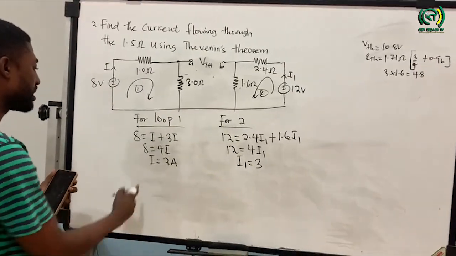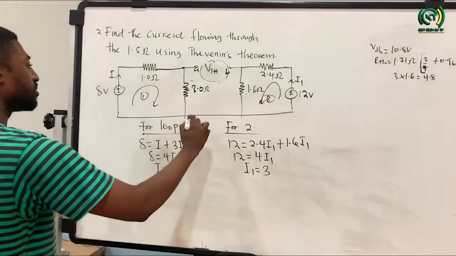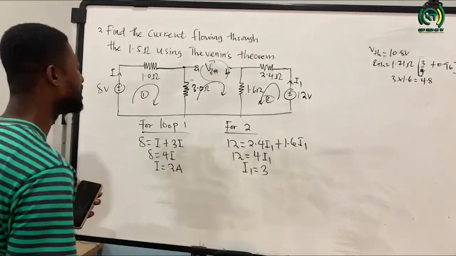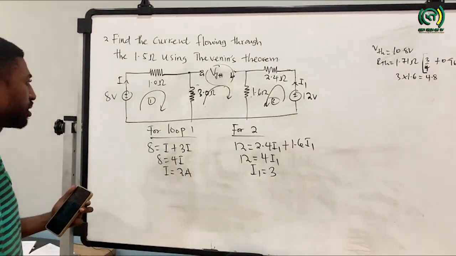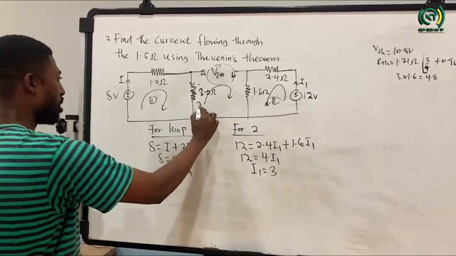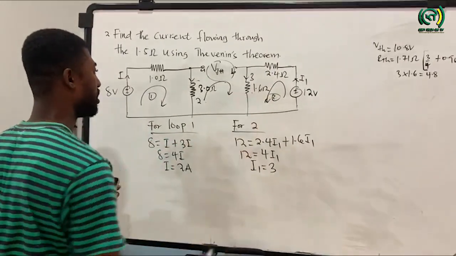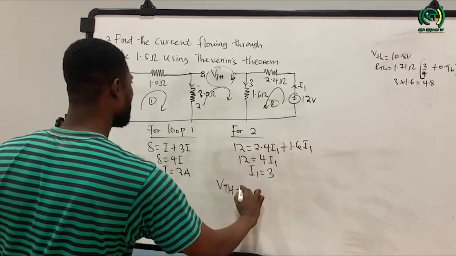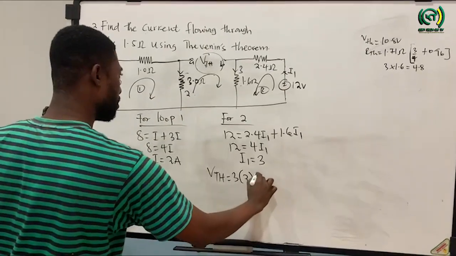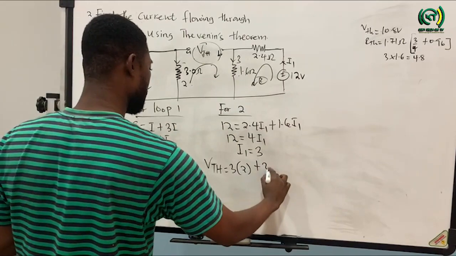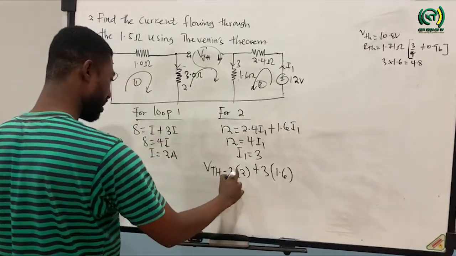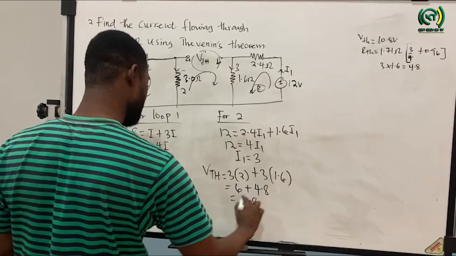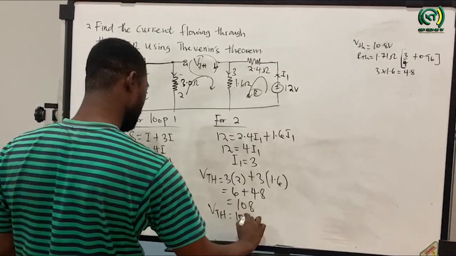So now, once I've been able to calculate I and I1, I will be able to calculate VTH. To calculate VTH, we can use this loop, the middle one, because now we've been able to calculate our I and I1. Here the current flowing through this side is 2 amps, and the current flowing through this part is 3 amps. So taking this loop, I'm going to have my VTH equal to 3 multiplying 2 plus 3 multiplying 1.6. So 3 times 2 is going to give 6, and 3 times 1.6 is going to give 4.8. So the final answer will be equal to 10.8. Therefore, my VTH is equal to 10.8 volts.